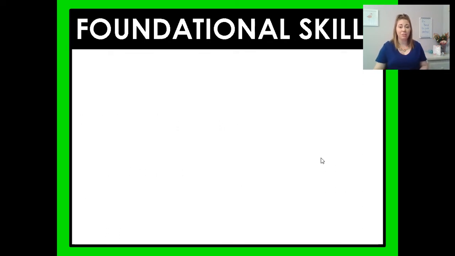So our foundational skill for the day is antonyms. Ant, ugh, I see that word ant in there. Wouldn't use a fly swatter to get them, but ants also. Ugh. Can you tell I'm not a bug person?